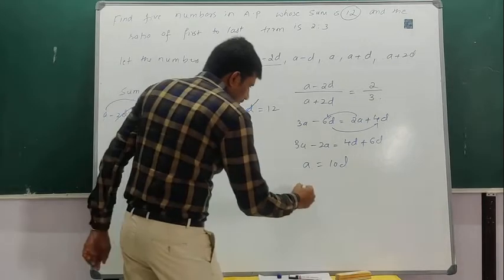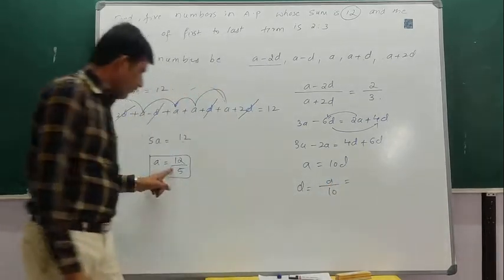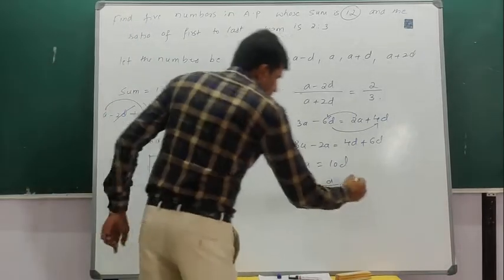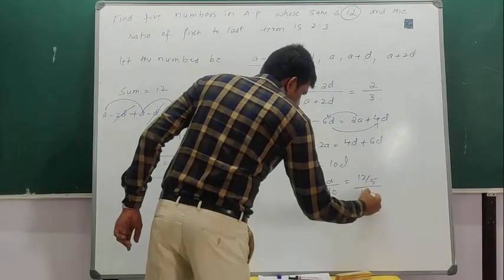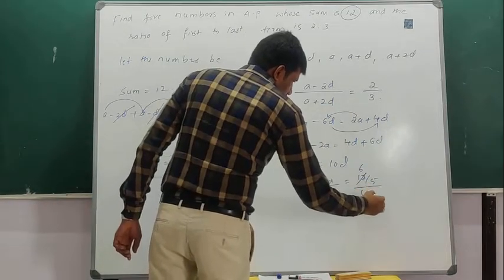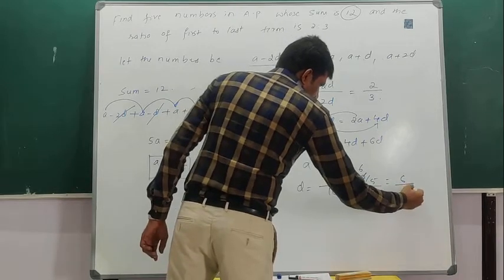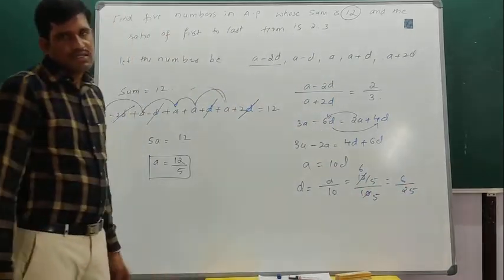Then we should get the value of D. What is D? It is A divided by 10. What is the value of A? It is 12 by 5 divided by 10. Therefore 6 divided by 5 into 5, how much is it? It is 25. So D is 6 by 25.